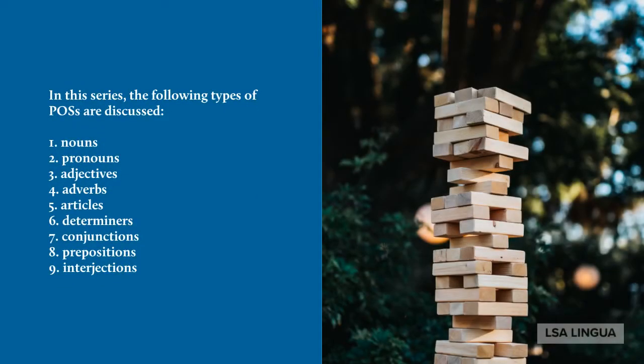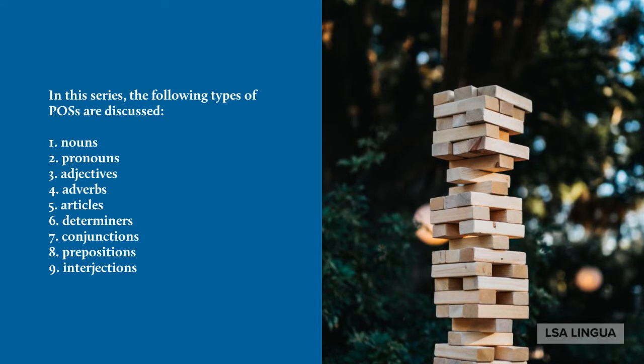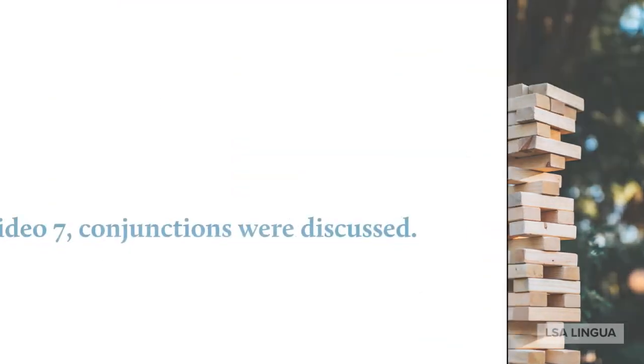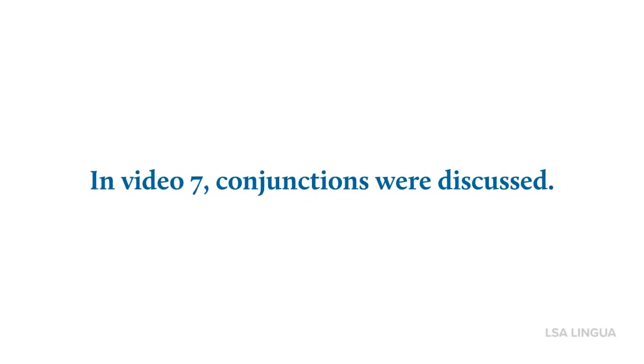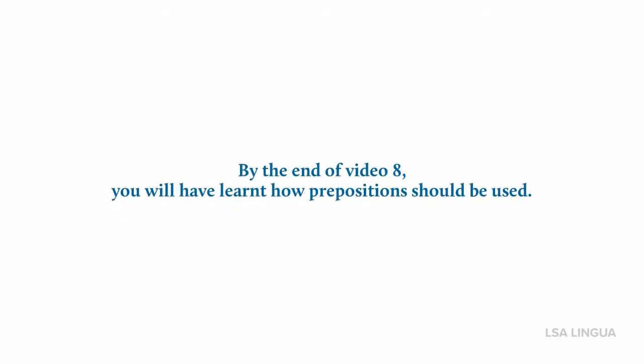In this series, the following parts of speech are discussed: nouns, pronouns, adjectives, adverbs, articles, determiners, conjunctions, prepositions, and interjections. In the previous video, conjunctions were discussed. By the end of this video, you will have learned how prepositions should be used.